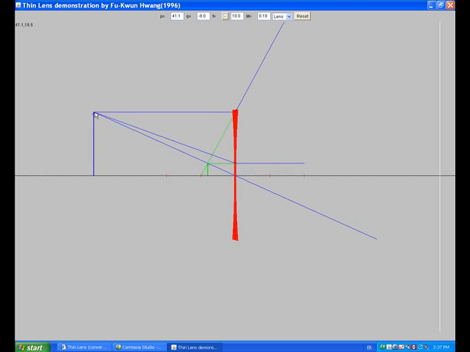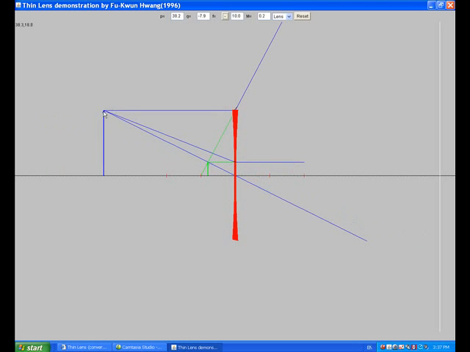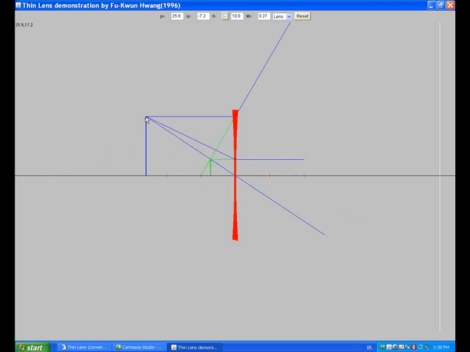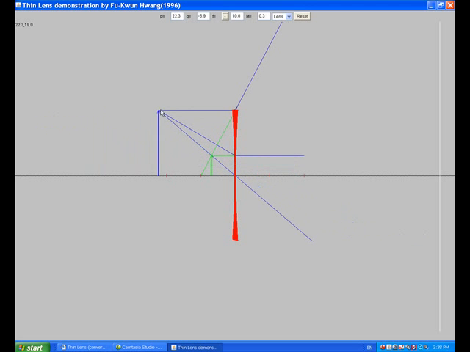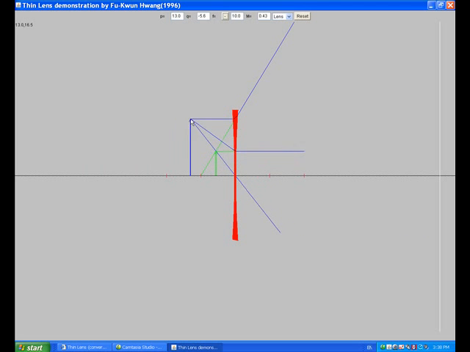As we move closer to the focal point and to the center of curvature, notice that the image gets bigger, but it's still going to be virtual. As we get inside, it gets larger and larger, but it's still going to be smaller than the object. And as we approach the lens, it almost gets to be the same size.